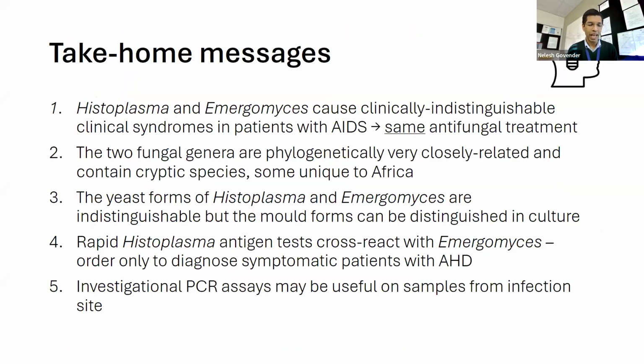So just to remind you, take-home messages again. Histoplasma and Emergomyces cause this clinically indistinguishable syndrome. You treat them in much the same way with amphotericin B and itraconazole thereafter. The two genera are phylogenetically closely related. They both contain cryptic species. Some of them are unique to Africa, such as Emergomyces africanus and this histoplasma, which doesn't have a name yet. And the yeast forms of histoplasma and Emergomyces can't be told apart, but you can distinguish the mold forms in culture.